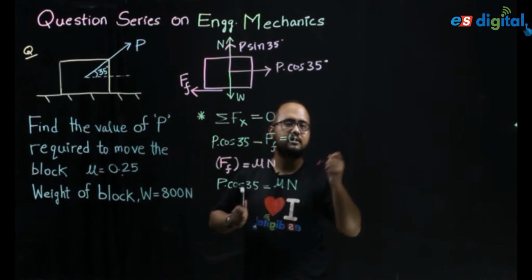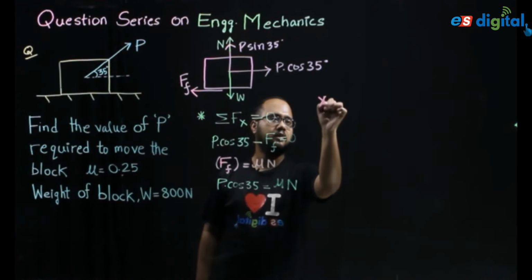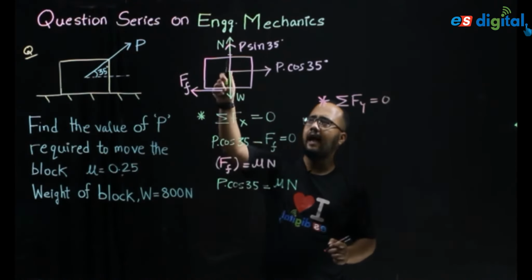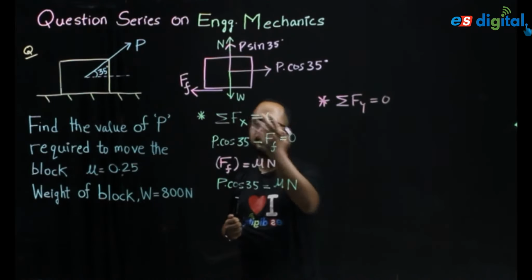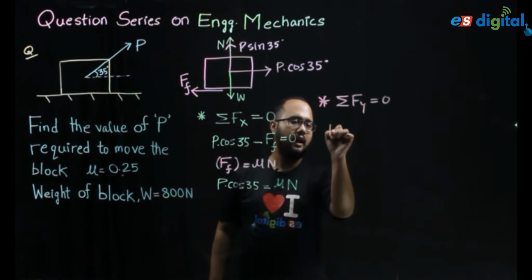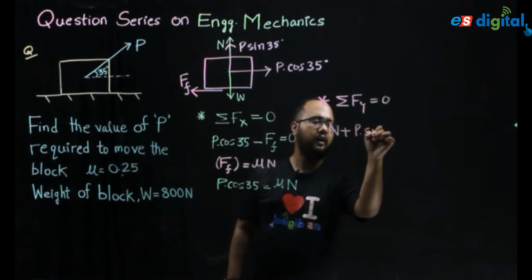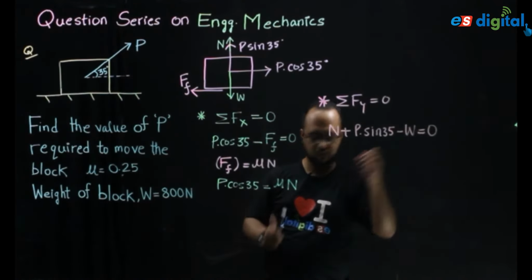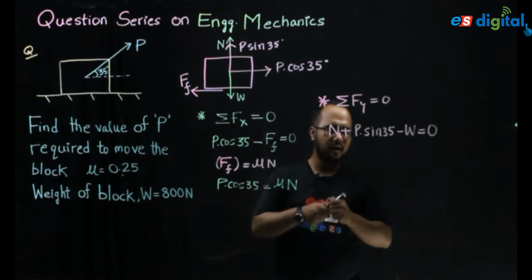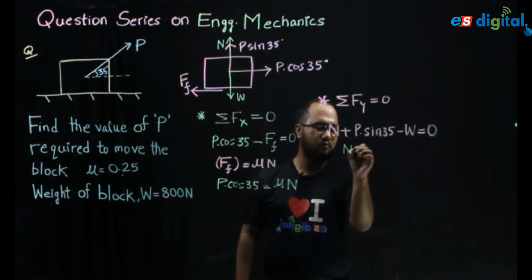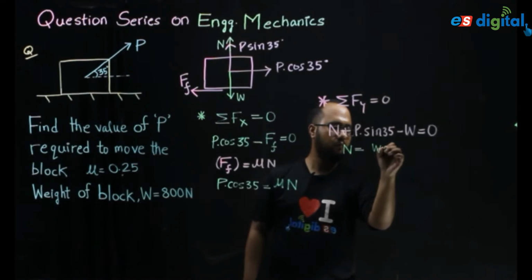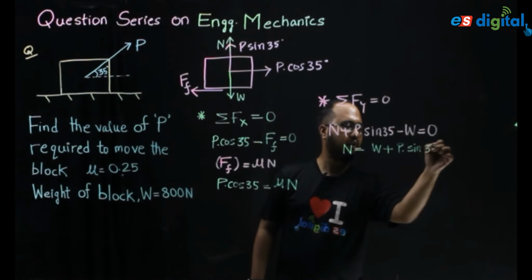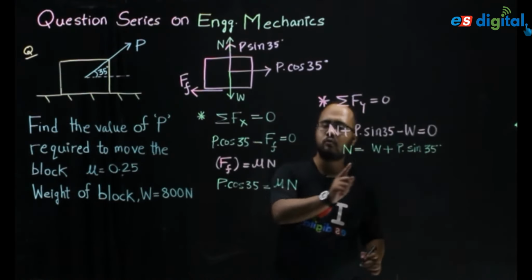Okay, we will apply the second equilibrium equation, that is, the summation of forces along the vertical direction equals 0. N and P sin 35 are acting upwards and the weight is obviously acting downwards. So N plus P sin 35 minus W, that is the weight of the block, equals 0. Okay, so N will be equal to W plus P sin 35.